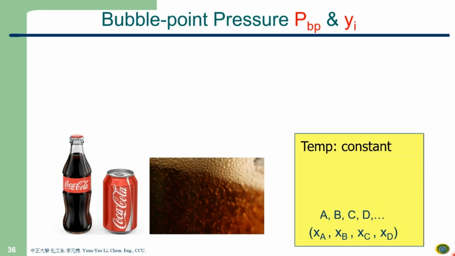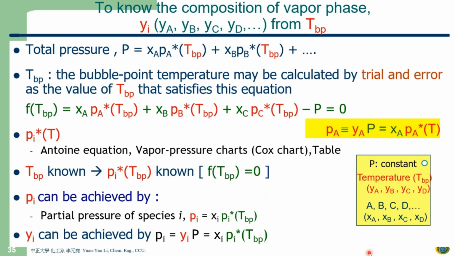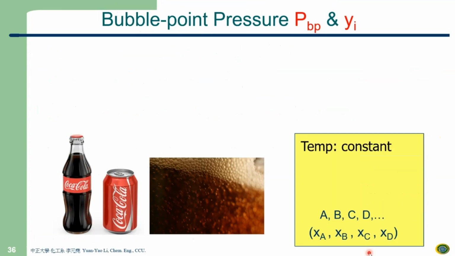So you might say, well, the next one is bubble pressure. This one is the bubble point temperature, right? And the next one is the bubble point pressure. For the bubble point pressure, we keep the temperature constant, right? And then we want to know at what pressure the first bubble will come out.